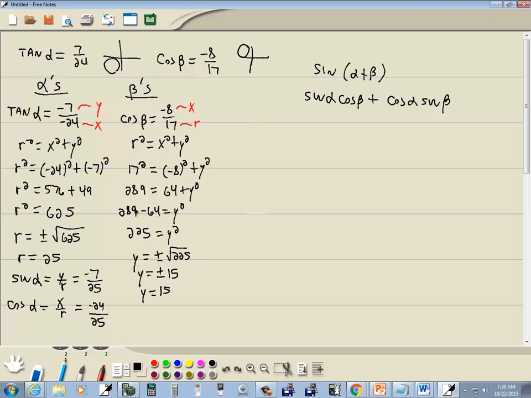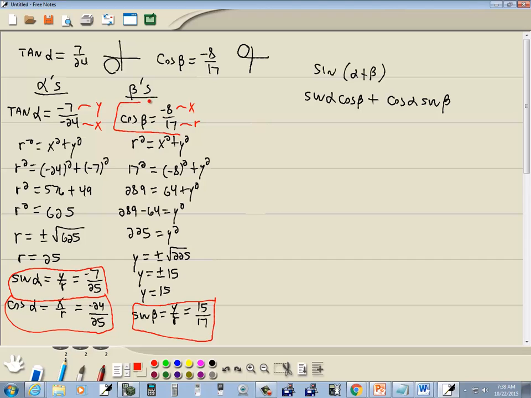Now we got cosine beta, we just need sine beta in this case. Sine is going to equal y over r, and y we just said was 15 and r is 17. So now we have the 4 pieces of information we need. We have sine alpha, we have cosine alpha, we have sine beta, and we were given cosine beta.